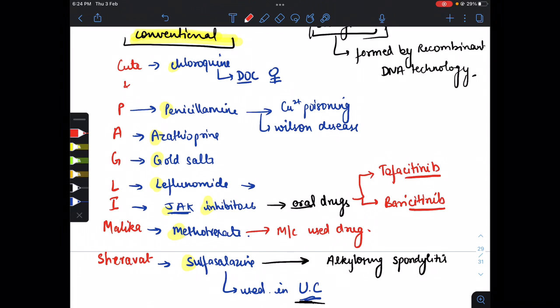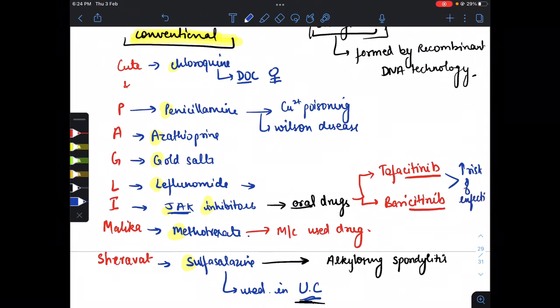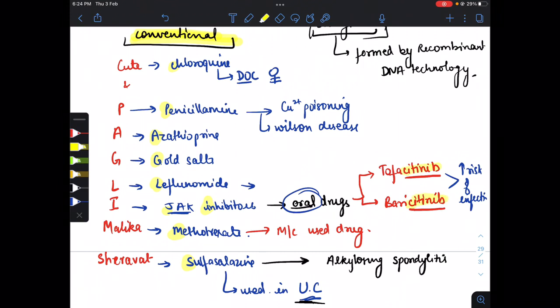Basically, these two drugs increase the risk of infection. Please remember, these two drugs increase the risk of infection. And these are oral drugs that we can take in the treatment of rheumatoid arthritis. For leflunomide, I already told you that it inhibits the formation of pyrimidine by inhibiting dihydroorotate dehydrogenase.